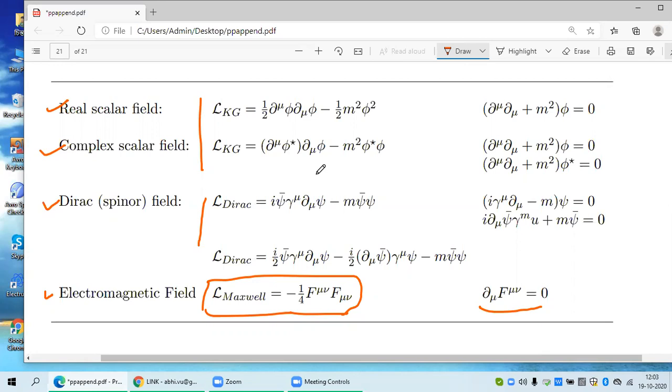I mean, sir, when you said that the electromagnetic field at some point and at a given time, then we need four independent components at a point in space. But so this is mu.